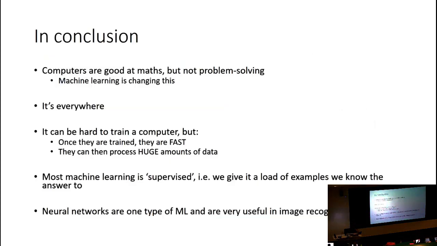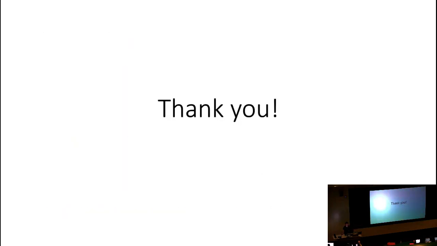Good. So, in conclusion, computers are very good at maths, but they're not very good at problem solving. They're not good at lateral thinking like humans, and it's very difficult to program computers to do that. But machine learning is changing things. It's everywhere. It can be hard to train a computer, A, to get the data, but also, B, it can be quite difficult to even think about how you're going to go around tackling the problem. However, once you do train it, they're very fast, and they can train on huge amounts of data. Most machine learning stuff you will see in papers is supervised, so we give it an answer, and we want it to come up with that answer itself. And neural networks are one type of machine learning, and they are very useful in image recognition, so the pacemaker example. Good. Any questions? Go ahead.